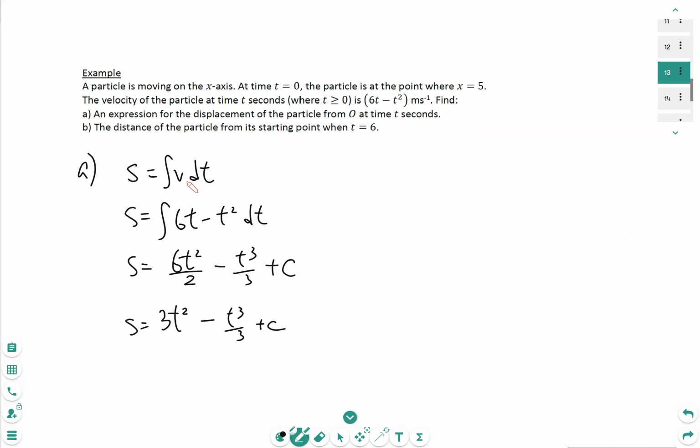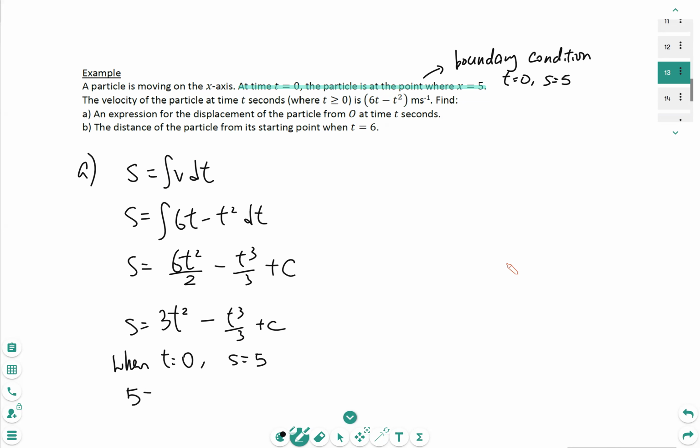Now, we need to find the c value. So the c value, we can find in here. This line is what we call a boundary condition. It essentially is a condition or information that is provided to you that can help you find C. So boundary condition in here means t equals 0, s equals 5. All right. So when t equals 0, s equals 5.